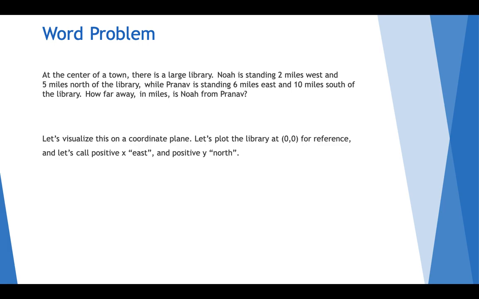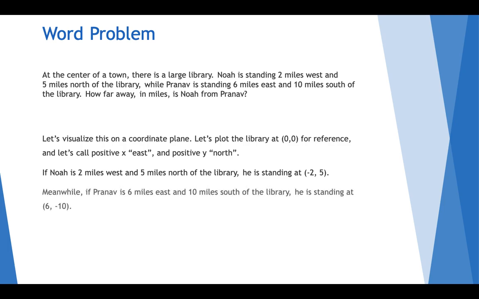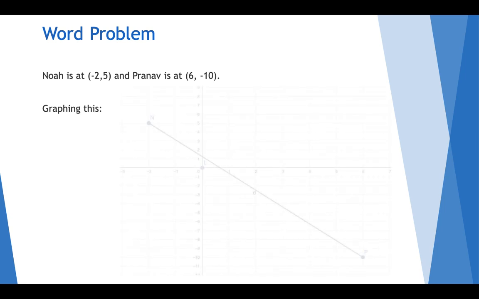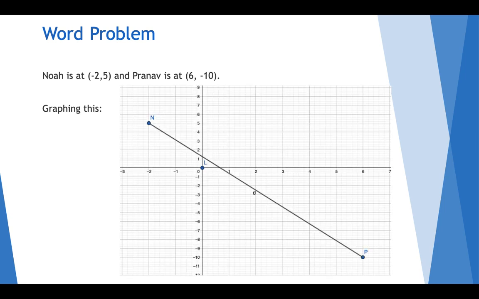So, if the library is at 0, 0, and Noah is 2 miles west and 5 miles north of the library, then I am standing at -2, 5. And if Pranav is standing 6 miles east and 10 miles south of the library, then he is standing at +6, -10. So, if we plot this on a graph, here's what we have. We have Pranav over at 6, -10. We have Noah over at -2, 5. The library here, this is irrelevant. But the library is there just for a frame of reference.